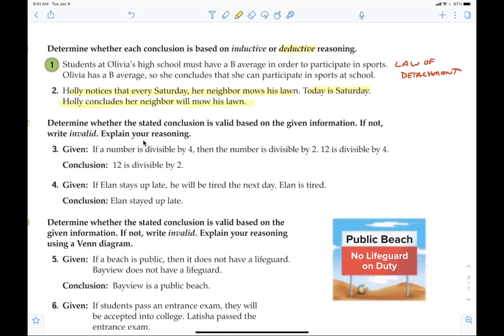If today is Saturday, then the neighbor's going to mow the lawn. Okay, but I don't think there's a rule that her neighbor has to mow the lawn on Saturday. Correct? That's why some of these questions are a little sketchy in my opinion. I would put inductive. You have the solutions, so you can double check me to see if I'm right later, or you can look it up now if you want, but let's just keep going.